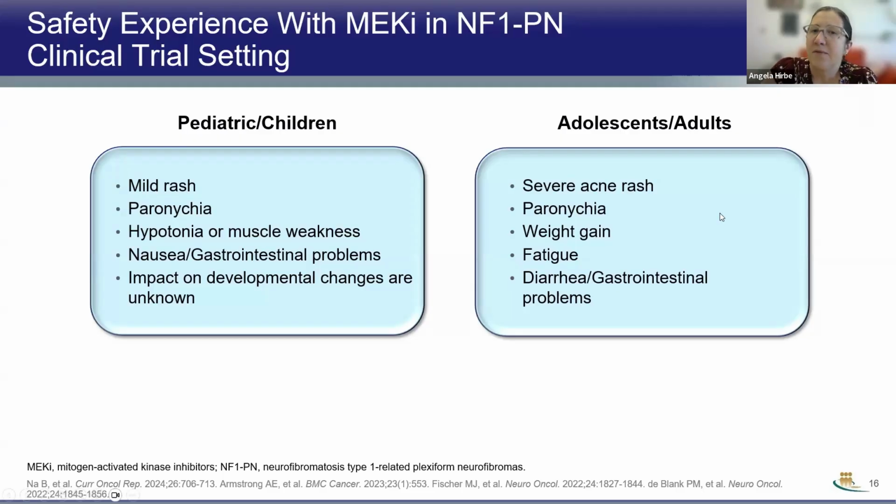In adults, it can be a very severe acne-like rash that can occur. Paronychia is less likely, but we do occasionally see it in adults. Weight gain, fatigue, and then specifically diarrhea in terms of GI side effects are also fairly common things that we see in adult patients.